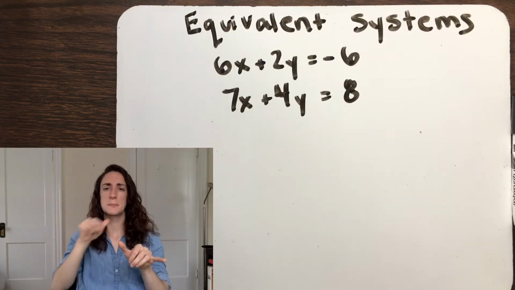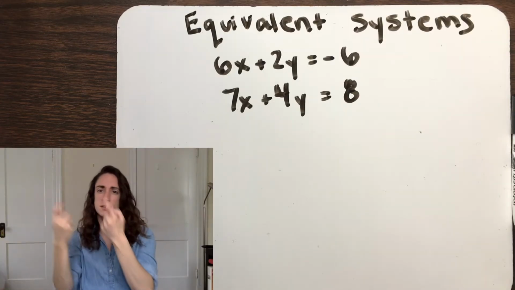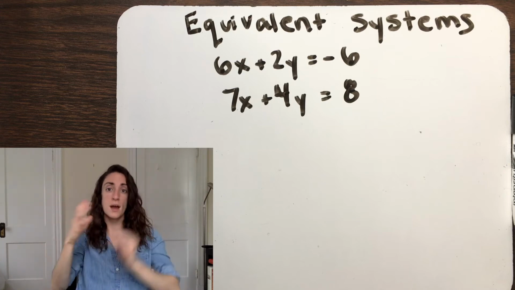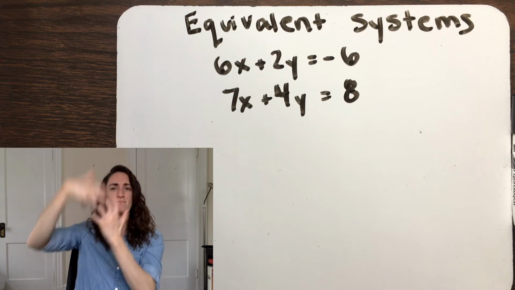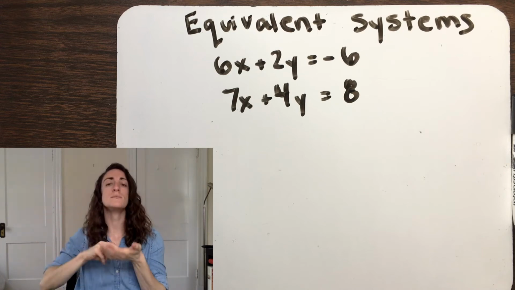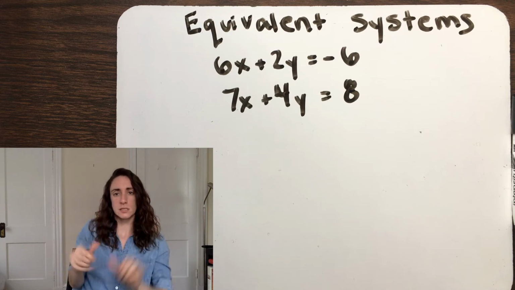So in this example, we can't use substitution because all the terms have coefficients. And we can't use elimination because none of the terms have the same coefficient. So what we have to do is change one or both of these equations so that we get an equivalent system that's easier to work with.